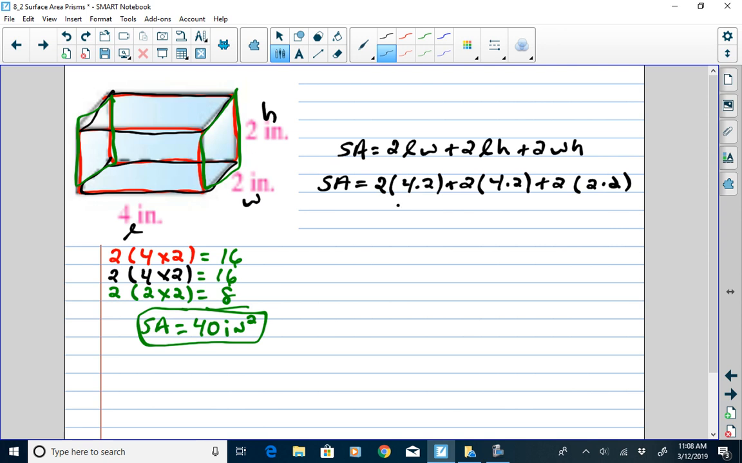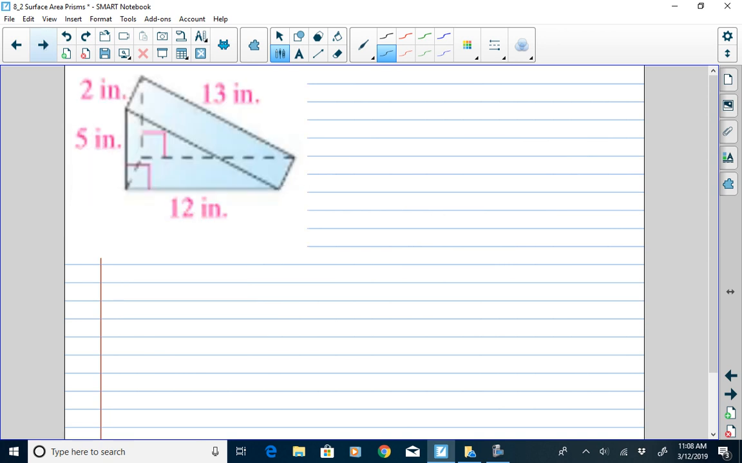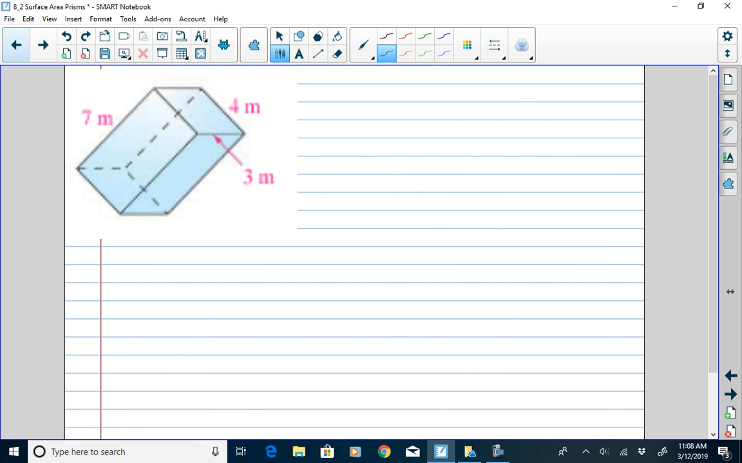4 times 2 is 8, times 2 is 16, plus 4 times 2 is 8, times 2 is 16, plus 2 times 2 is 4, times 2 is 8. I see the same numbers using the formula and decomposing, so I know once again I'm going to have 40 square inches for my surface area. All right. Two more problems. Why don't you guys try to do these on your own and then come back to the video and see if you do them correctly.